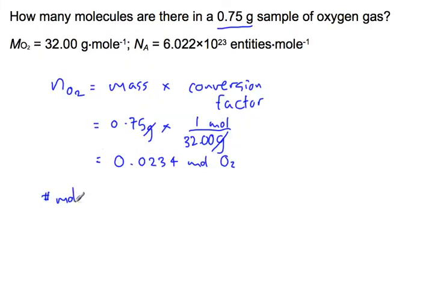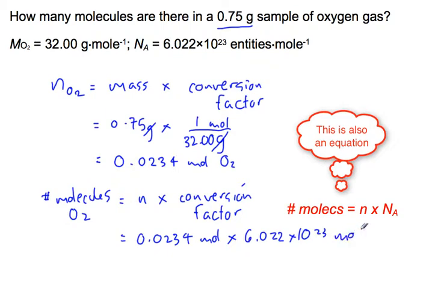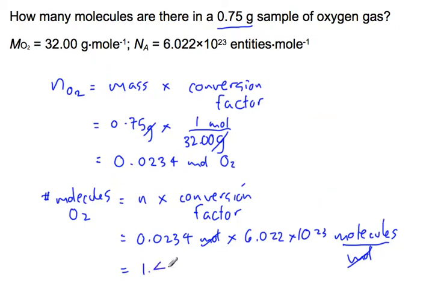So number of molecules of O2 is going to be my number of moles, N, that I just calculated, times a conversion factor. That conversion factor is the Avogadro constant, so 0.0234 moles times 6.022 times 10 to the 23rd molecules. That's the entity I'm looking for, so I define it here, molecules per mole. Moles divide out, and I'm left with the number of molecules. And that's 1.4 times 10 to the 22nd molecules. Notice the correct number of sig figs: 2 sig figs in my answer. 1.4 is 2 sig figs because 0.75 grams given is 2 sig figs. So that's using the mole hub.